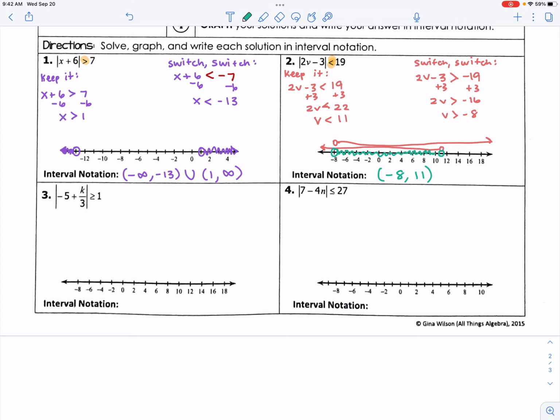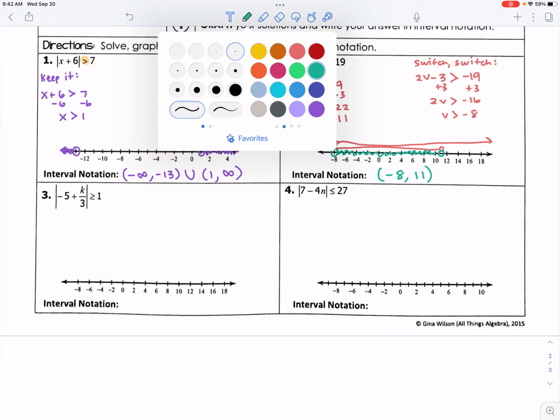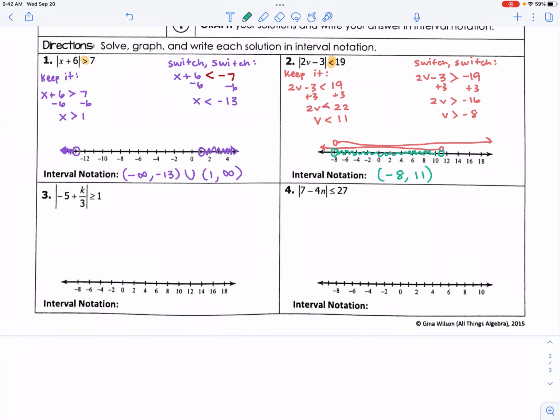All right, number 3, it already has the absolute value expression isolated. So now we're just going to do our two cases. So we're going to keep the first. And then we're going to switch. So negative 5 plus k over 3, switch and switch. We made it from a greater than or equal to a less than or equal, and my 1 goes to a negative 1. And now we solve.